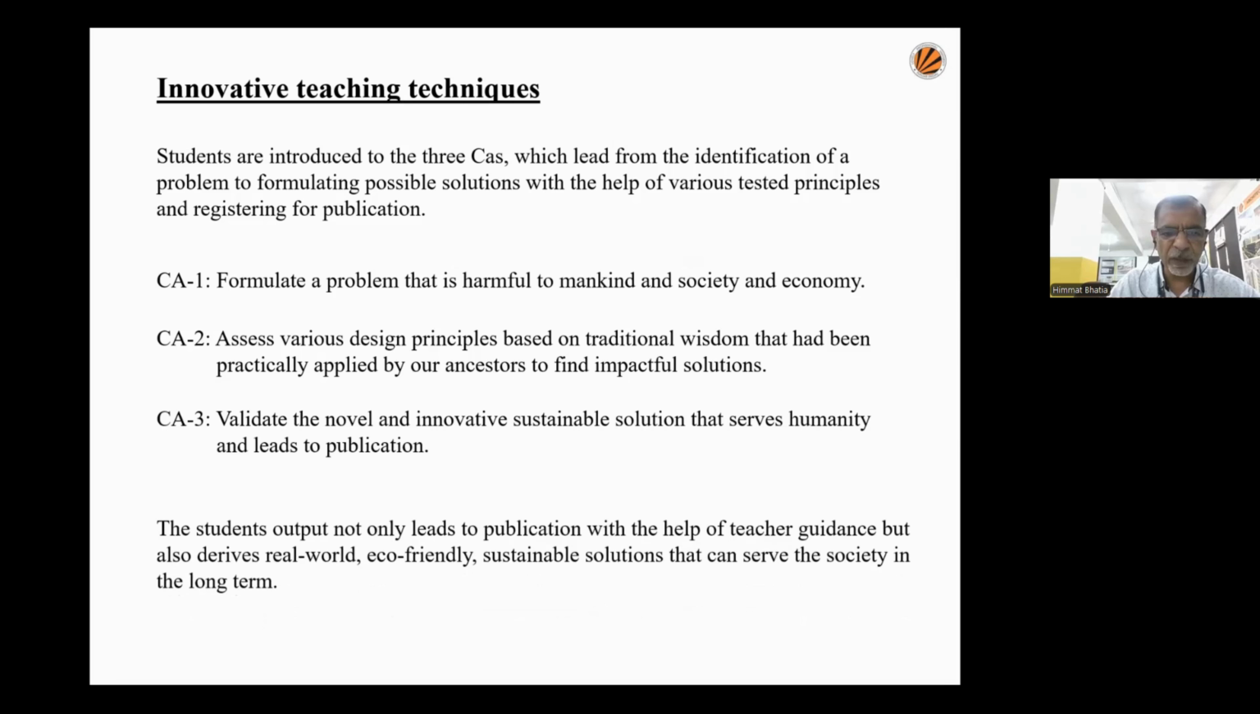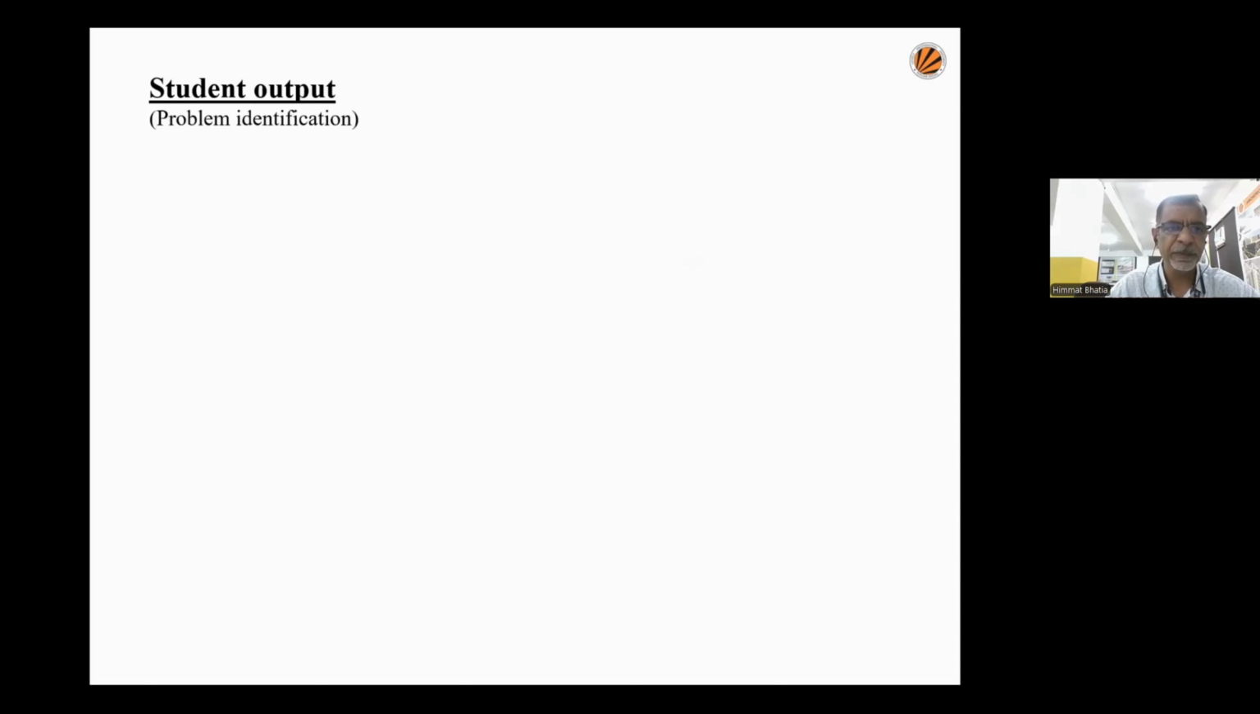The student output is not only leading to the publication with the help of teachers' guidance, but also derives a real world, eco-friendly, sustainable solution that can serve the society in the long term. This was the idea actually.